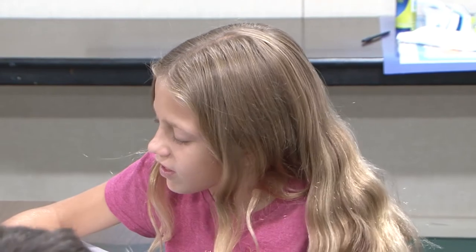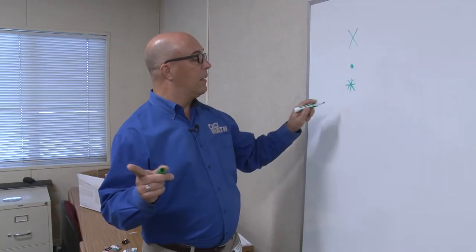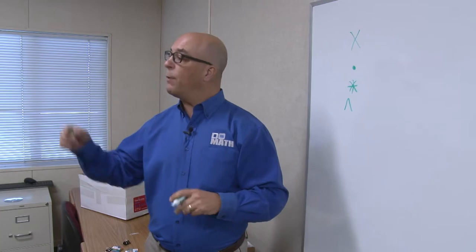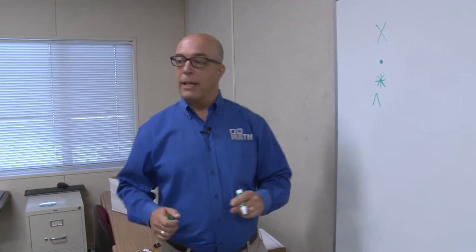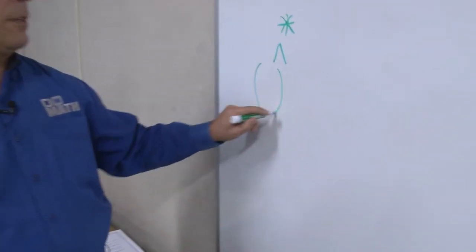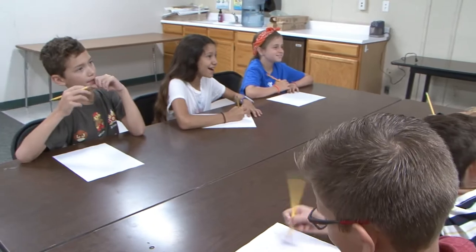Any other ways? An upside down V. So you want to do this? Yeah. So that would be called a caret, and we could raise something to a power. So we are multiplying, so we'll take that. Anything else? Have you guys ever seen this? Parentheses? Oh, yeah. So don't forget that one, that's important. So there are a lot of different signs to multiply.